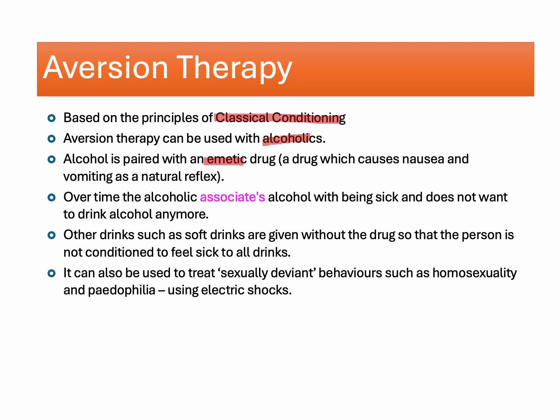So they take the drug and then they consume alcohol, so that over time, the alcoholic will associate the alcohol with being sick and doesn't want that unpleasant experience again. So the moment that alcohol touches the lips, or maybe even just the scent of alcohol, they then associate it with being sick, with vomiting, with feeling sick. Through the process of the therapy, soft drinks and other drinks are given so that the person does not associate feeling sick to all drinks, and they're not conditioned for all drinks, but just for alcohol. So that's the premise of how aversion therapy works on alcoholics.